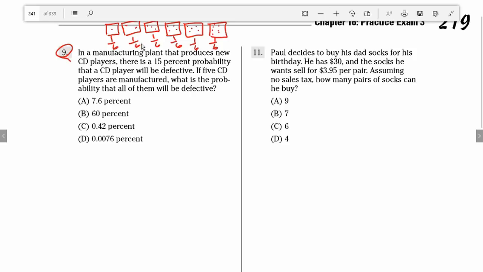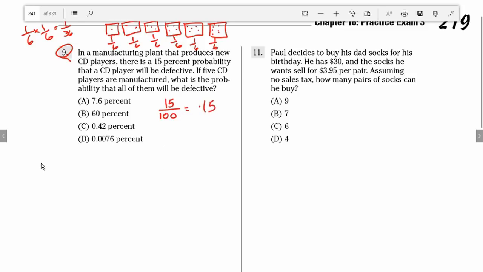If I were to ask you, however, what are your odds of rolling a 3 2 times in a row? Well, that would be 1/6 times 1/6, or 1 over 36. Okay? This question is very similar. It's basically saying if there's a 15% probability that a CD player will be defective, what are the odds that 5 are manufactured and all of them are defective? So it's basically this. Again, 15% can be represented as 15 over 100, which is 0.15.